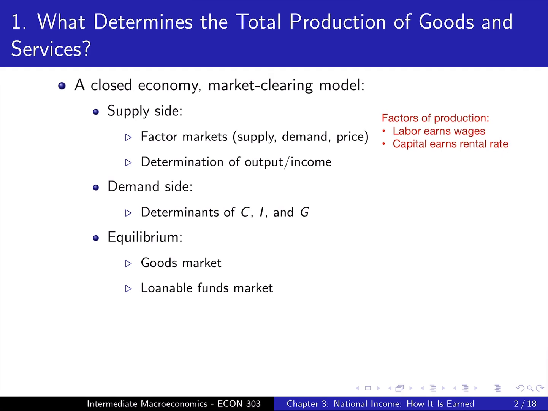The result is the determination of the economy's total output or income. The demand side. We look at what drives spending in the economy, specifically the components of aggregate demand: consumption, investment, and government spending. Each component has its own underlying behavioral model, which we'll explore in detail in Chapter 4. Equilibrium. Equilibrium occurs where aggregate demand equals aggregate supply. This condition must hold in both the goods market and the loanable funds market. This framework will guide our analysis of how the economy determines output and allocates resources in the long run.